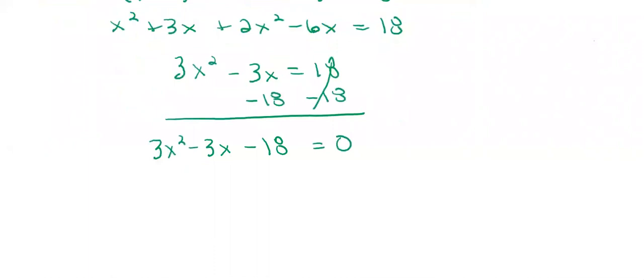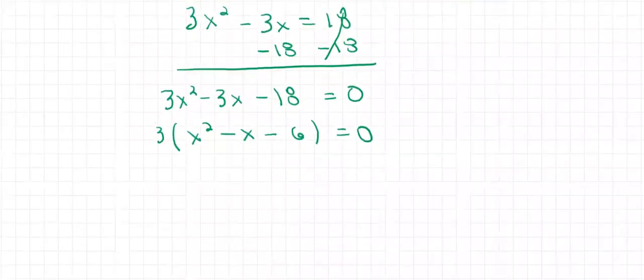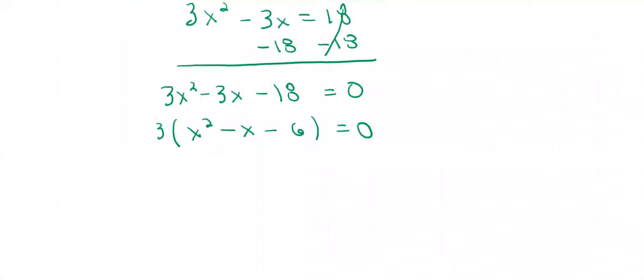All right, so first thing I notice is there's a GCF of 3. So I'm going to factor that 3 out. And I'm left with x squared minus x minus 6. Now, at this point, if you wanted to, you could actually divide the 3 out completely and have it cancel. But for right now, I'm just going to leave it alone.